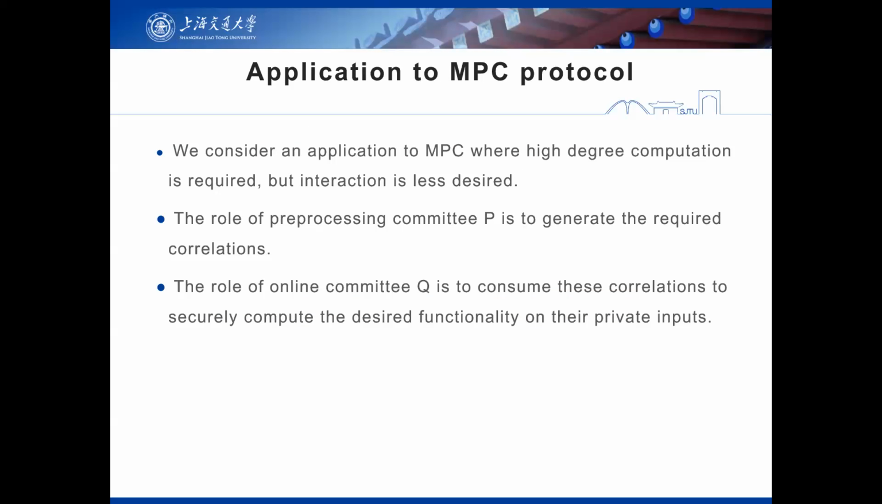Okay, and in our paper, we also consider the application of our degree d RMFE to MPC protocols, where high degree computation is required and interaction is less desired. There are two committees instead of the usual one committee in MPC computation. One is the pre-processing committee, which is required to generate the correlations, and the online committee consumes these correlations to securely compute the desired functionality on their private inputs. You can think of this as outsourcing computation, and the pre-processing committee is some server.